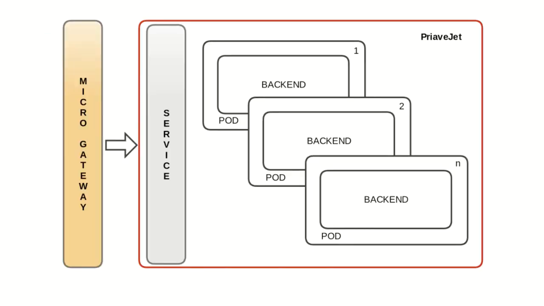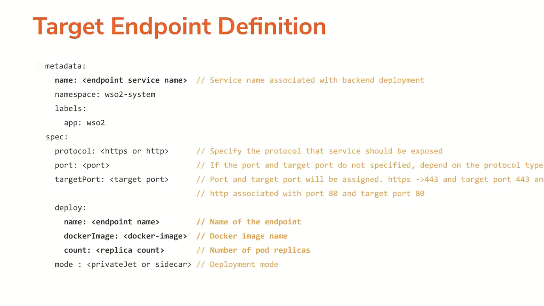In a nutshell, if you look at the red box of the image, you can see your backends are deployed and a service is getting created. Through the target endpoint definition, you can specify the number of pods which need to be deployed in the Kubernetes environment for your backend service. It will create the service, which can be fronted by a micro gateway to provide API management capabilities.